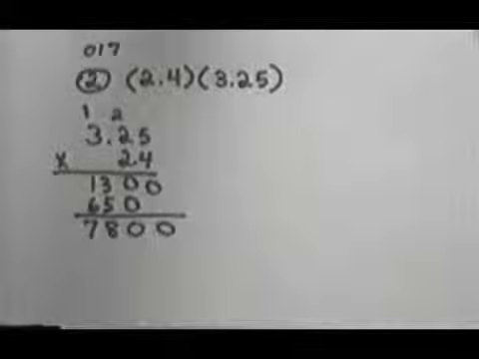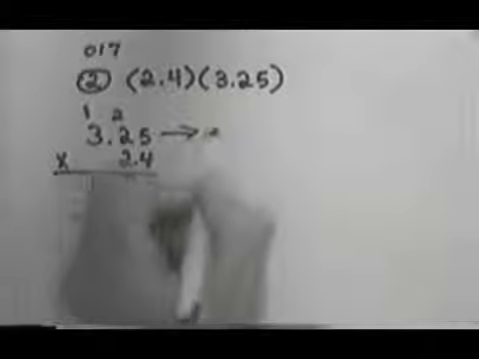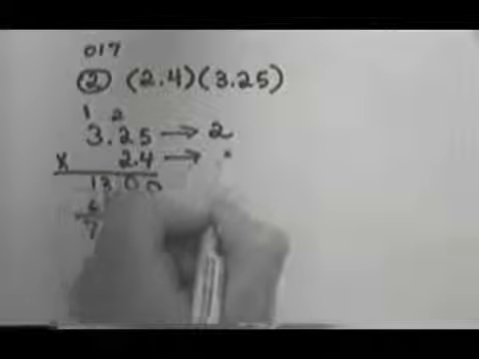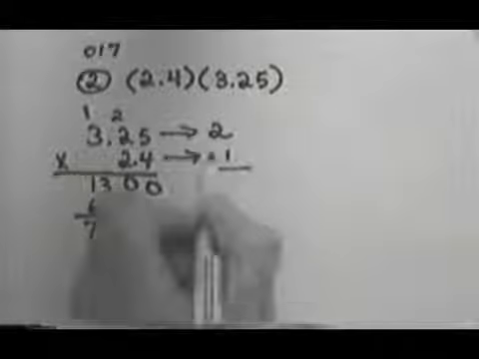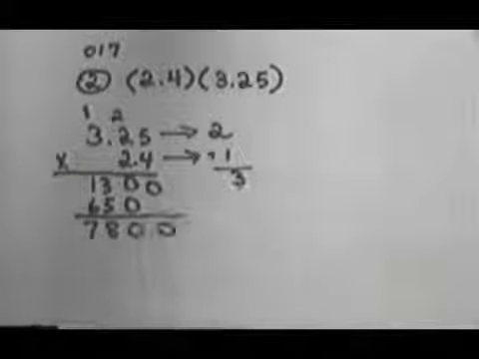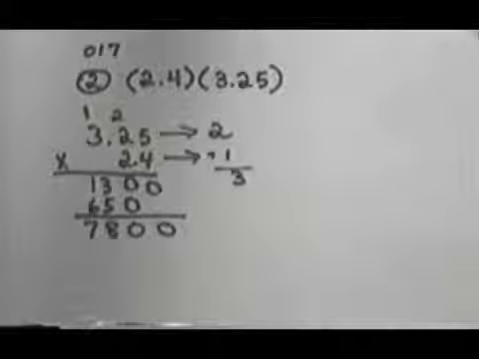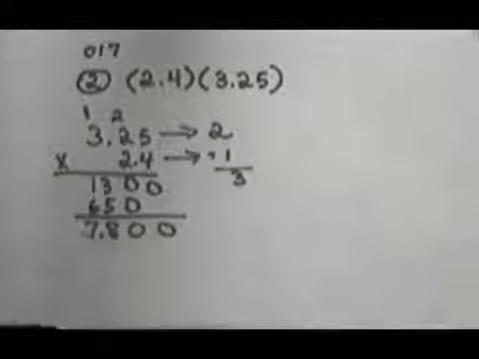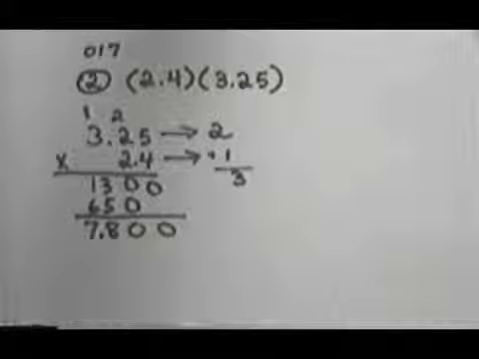Now I look to see how many decimal places I have in my answer. This one has 2 decimal places, that factor. This factor has 1 decimal place. So my answer should have 3 decimal places. You count the number of decimal places, find the sum of the decimal places in the factors. Your answer should have that many. So I need to have 3 decimal places. So I count 1, 2, 3. So my answer would be 7 800 thousandths.